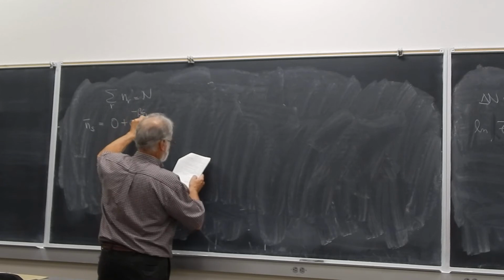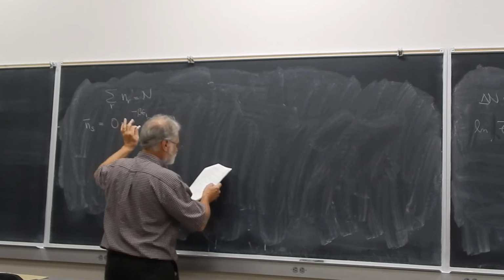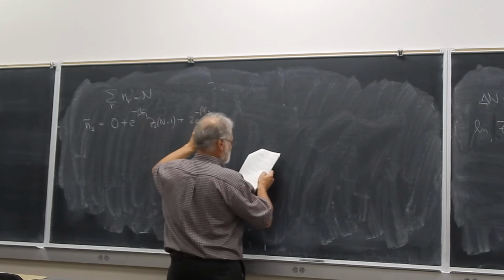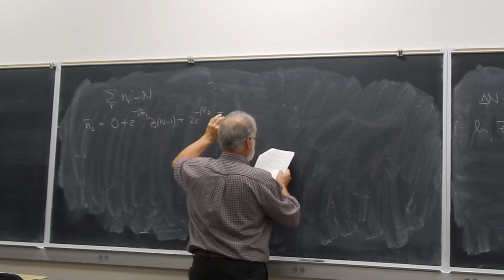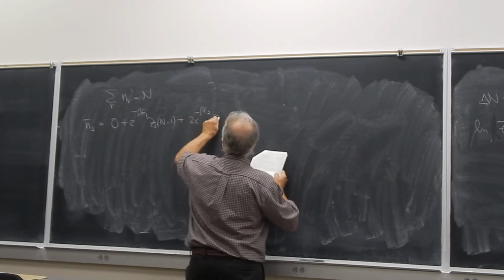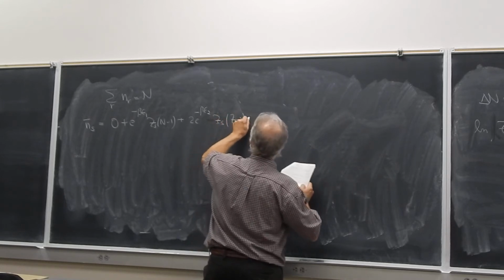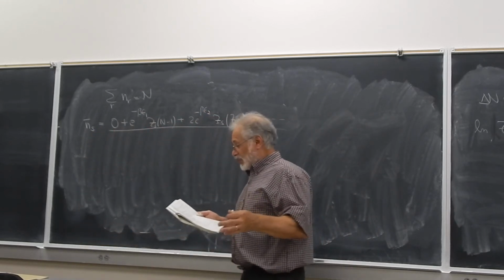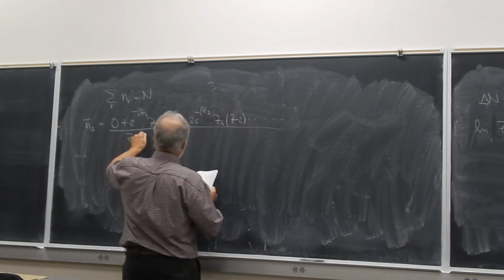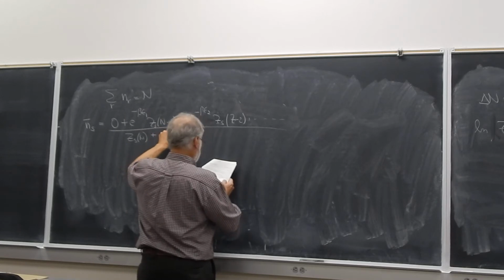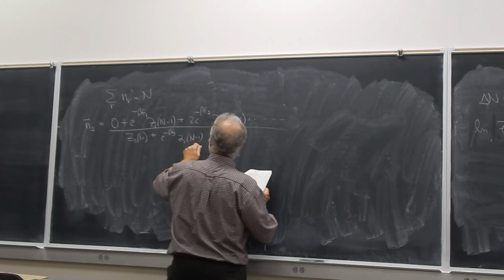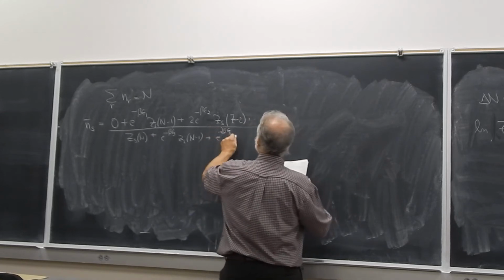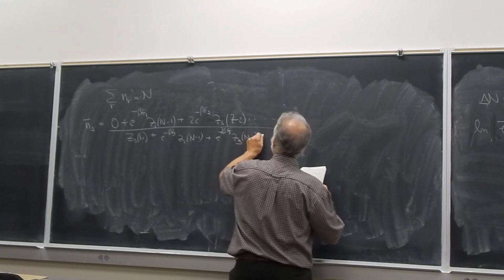plus e to the minus beta e1, z sub s of n minus 1, plus 2 e to the minus beta e sub 2, z sub s of n minus 2, and all the way up, because now I have an unlimited number of particles that I can fit in one state, if I wish. All divided by z. Then plus e to the minus beta e sub s, z sub s of n minus 1, plus e to the minus 2 beta e sub s, z sub s of n minus 2, plus and so on all the way up.